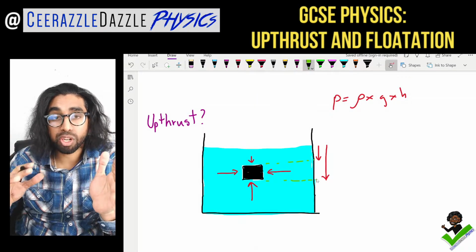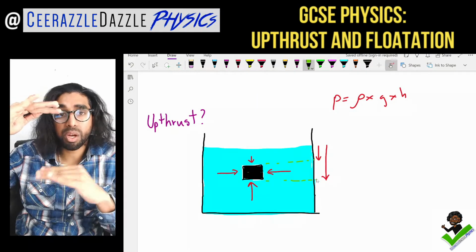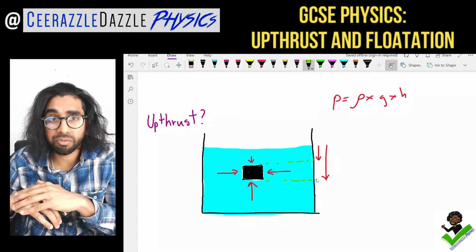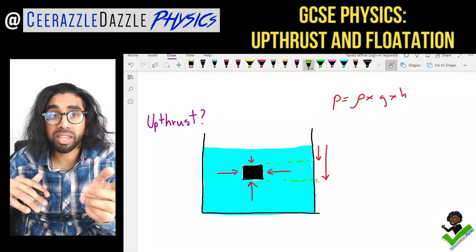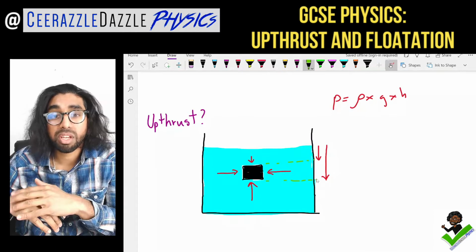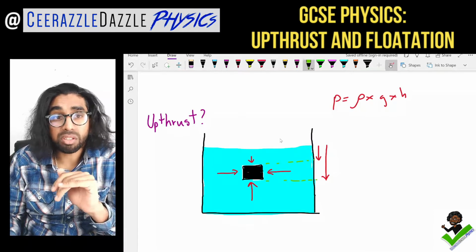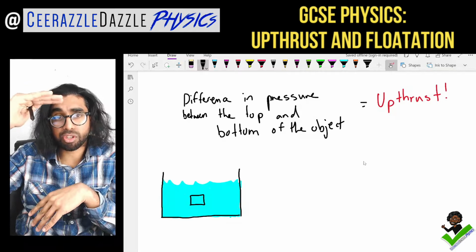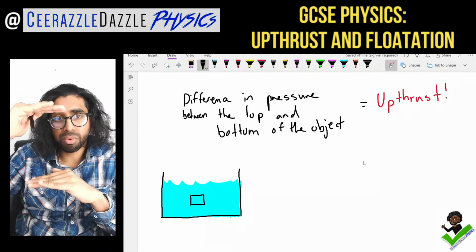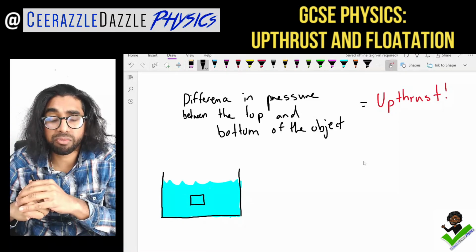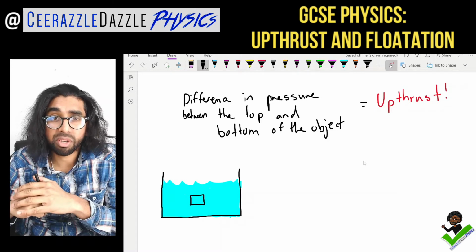That difference in pressure between the top of the object and the bottom will cause the object to experience a force. That force will be known as upthrust. So let's put that down in words. The difference in pressure between the top of the object and the bottom will cause the object to experience a force. And that force is going to be known as upthrust.